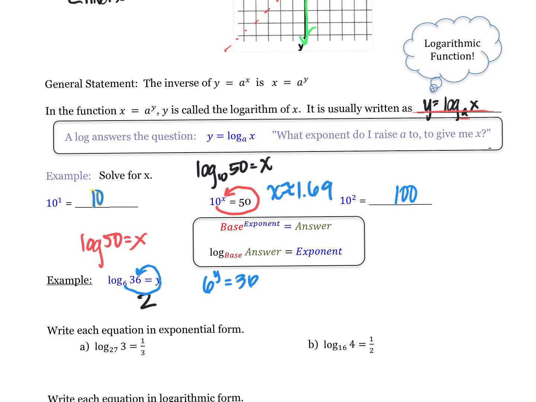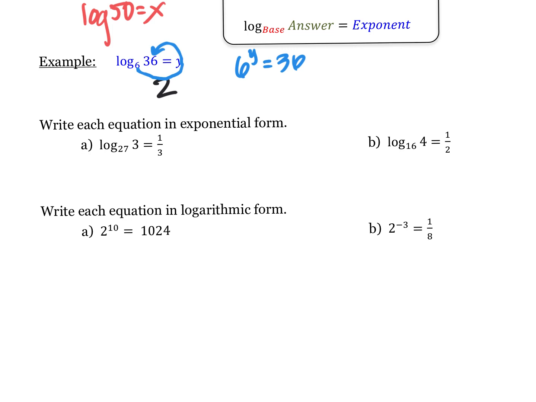Yeah. So again, I'm going to help, and we're going to do this a lot. Don't feel like you got to get this from that little example, because we're going to do them right down here, showing you always start at the base, go to the next value, and end. And that's how it's going to help us write them. So let's take a peek at this guy. Write each equation in exponential form.